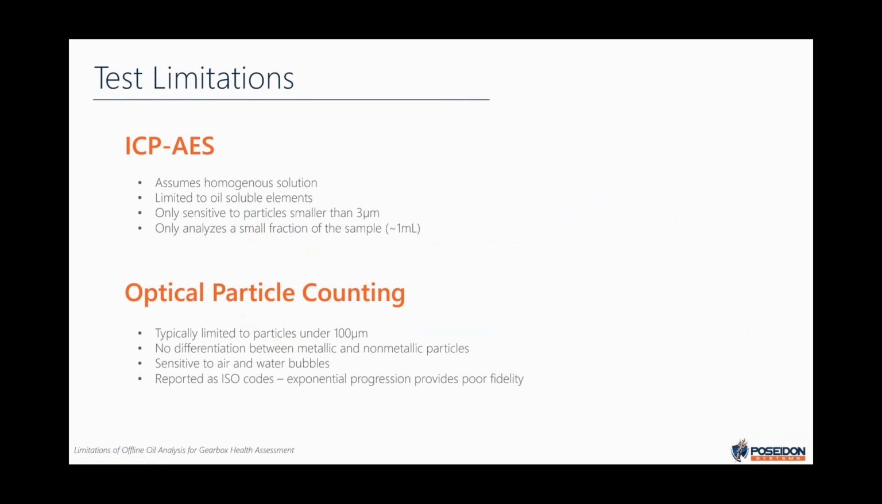Another major drawback is that the data is usually reported as ISO cleanliness codes, which allows for huge variances due to each bin essentially being double the size of the last bin. You can get up to 100% error between a code of, say, 15 and 16.